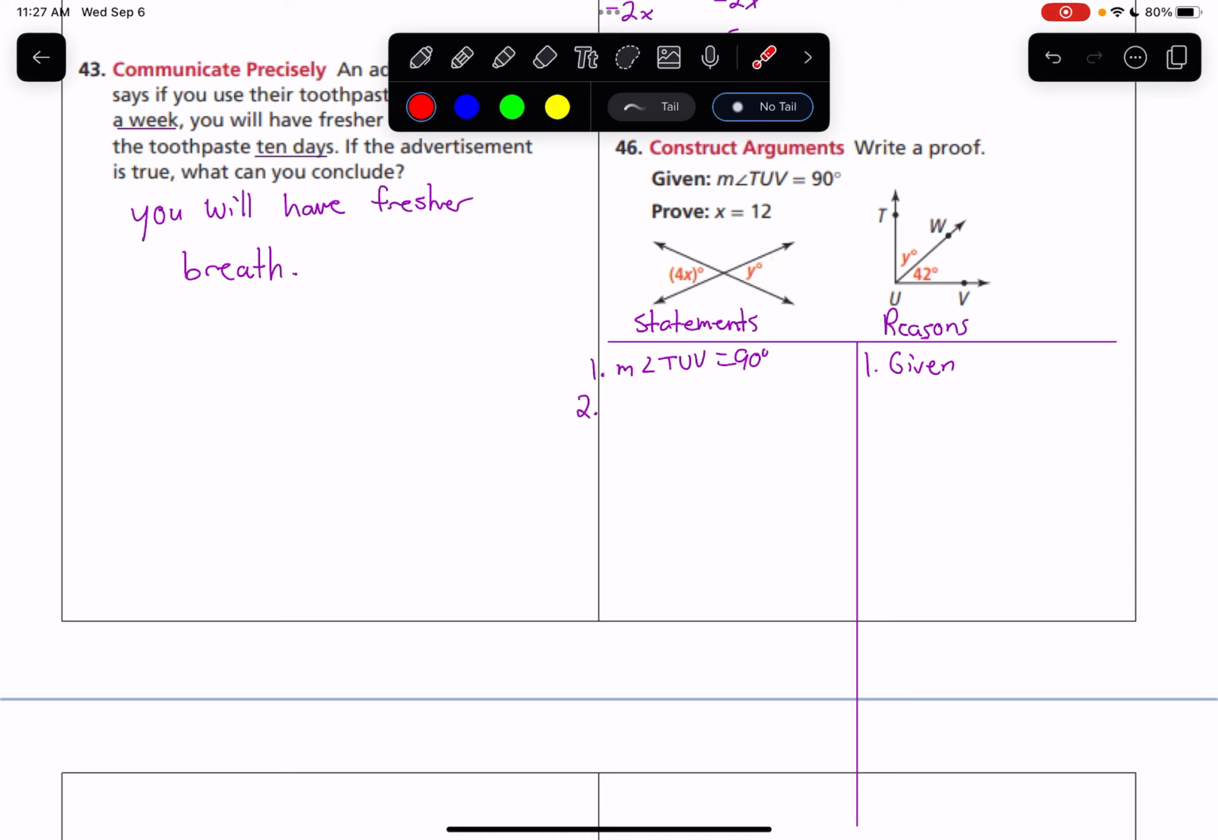So I need to separate my big angle into 2 smaller angles. I'm going to do that using the angle addition postulate. So I'm going to say the measure of angle TUW, one small angle, plus the measure of angle WUV, the other small angle, equals the measure of angle TUV, the large angle. And I'm doing that using the angle addition postulate.